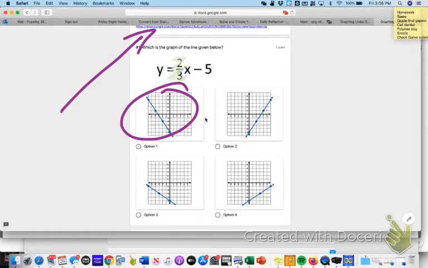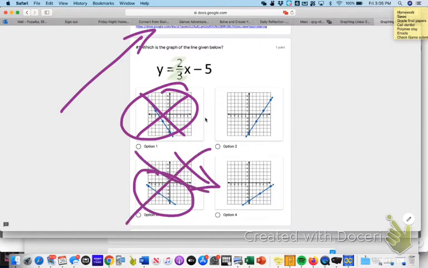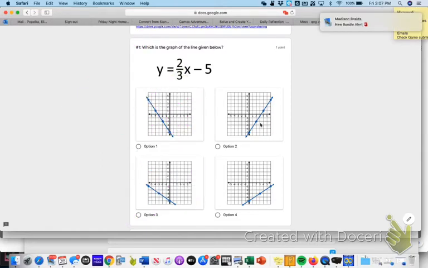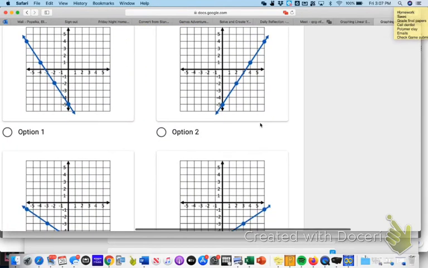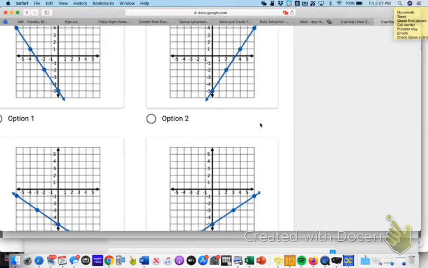So I know that option 1 is not going to be the correct answer. And I can see that option 2 is also decreasing. So that one's not going to be correct either. So I really just need to focus my attention on option 2 and option 4. So those are the two I'm going to zoom in on. And let's see if we can figure out what that slope is.